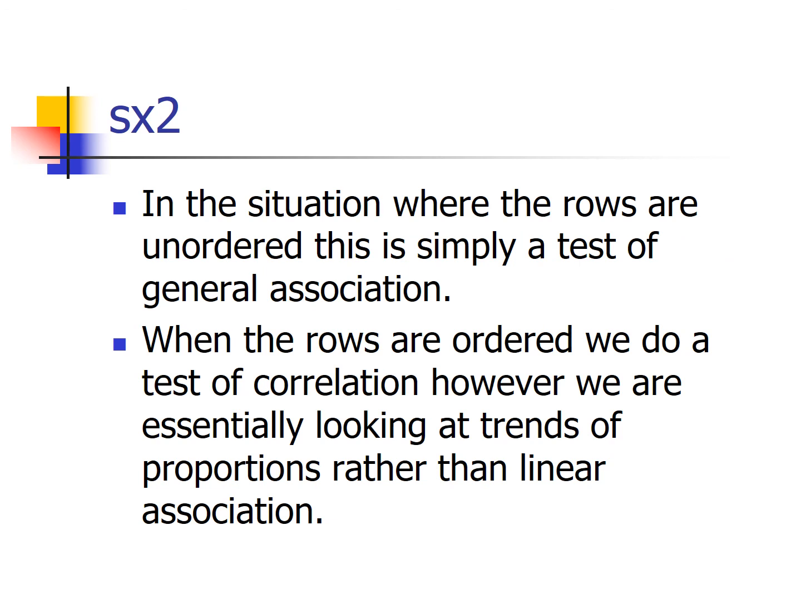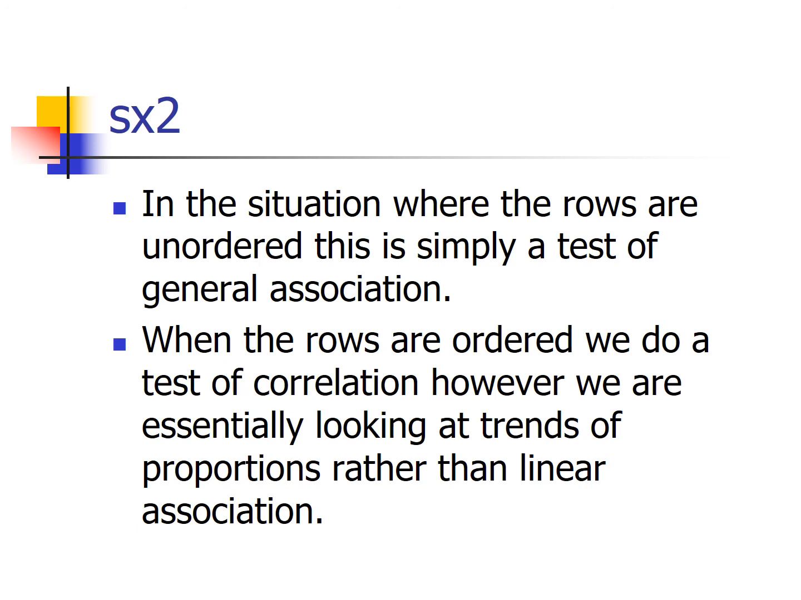In an S by 2 situation, where the rows are unordered, this is just a test of general association. But when the rows are ordered, we can do a test of correlation. And a test of correlation is doing what? No matter what's going on with our columns, we can still get away with a test of correlation. Because what's the test of correlation doing? The test of correlation is really just looking at whether or not there's a trend in proportions.